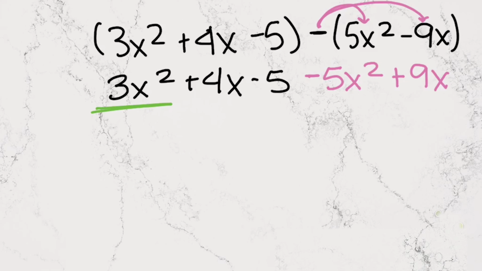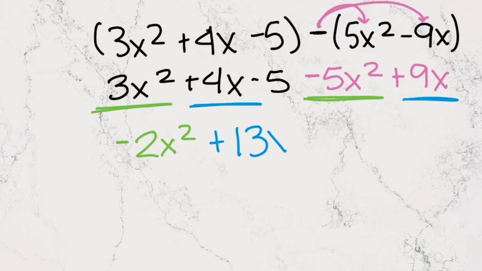3x squared and -5x squared are like terms, so we're going to combine them. 3x squared minus 5x squared is -2x squared. So I have a 4x plus a 9x, and that is 13x. I don't have any other constant, so -5 is the only constant, so there's nothing to add or take away from it, so my constant remains -5. And so my answer becomes -2x squared plus 13x minus 5.